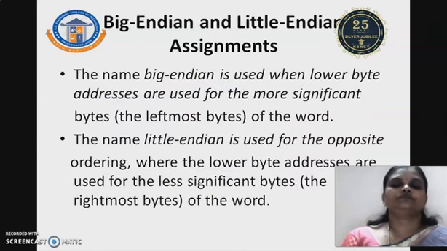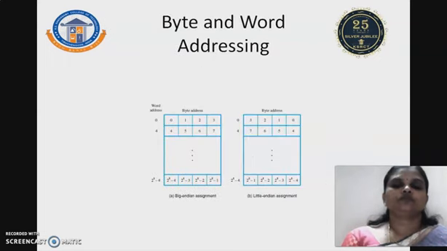The name Big-Endian is used when lower order addresses are used for more significant bytes, and Little-Endian is used for the opposite ordering, where the lower order addresses are used for the less significant bytes. So if the lower order byte is used for the more significant part, that is Big-Endian. If the lower order byte is used for the lower representation, then it is called Little-Endian.